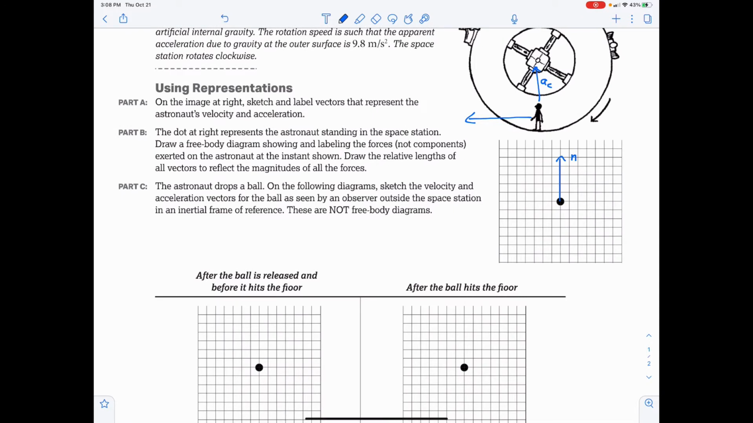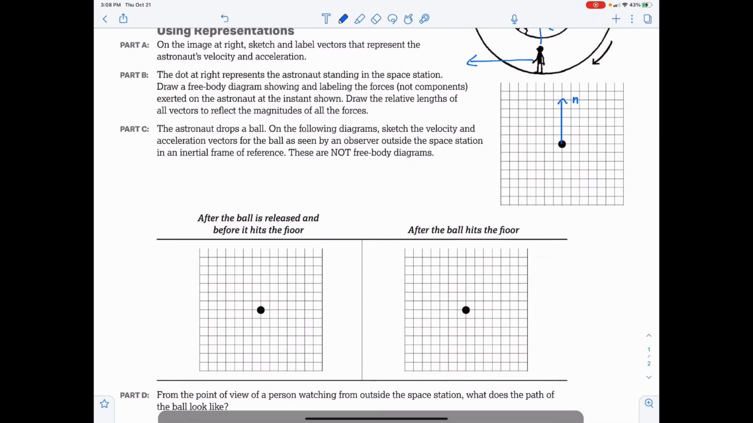Part C. The astronaut drops a ball. On the diagram below, sketch the velocity and acceleration for the ball as seen by an observer outside the space station in an inertial reference frame. These are not free body diagrams. Okay.